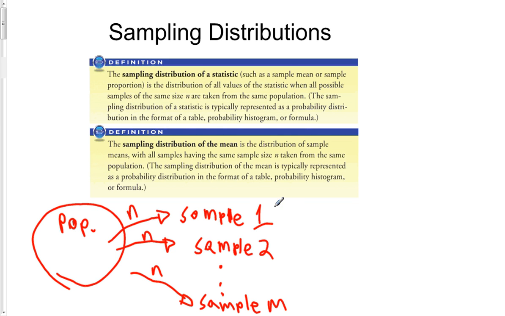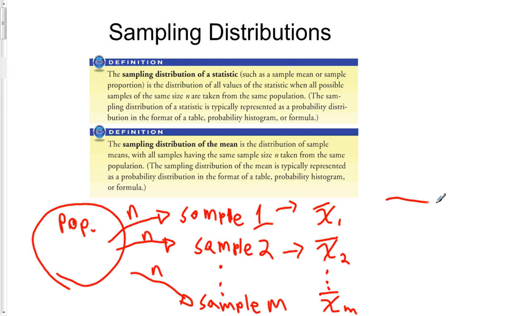And then what we're going to do is calculate the mean for each one of these. So this one has its own sample mean, we'll call that the sample mean for sample 1. This one has a sample mean, we'll call that the sample mean for sample 2, all the way down to this one, which has a sample mean, we'll call that the sample mean for sample m. Right? So we have all these sample means, and we're going to make a probability distribution out of them.